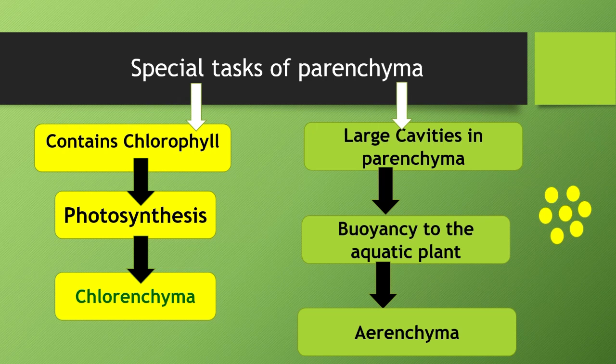The next speciality of parenchyma tissue is that it has large cavities, a special parenchyma tissue found in aquatic plants which encloses air cavities. These air cavities store gases and make the aquatic plants light and buoyant so that aquatic plants can stand and float properly on the surface of water. This type of parenchyma is called aerenchyma. The most important example of aerenchyma is lotus.